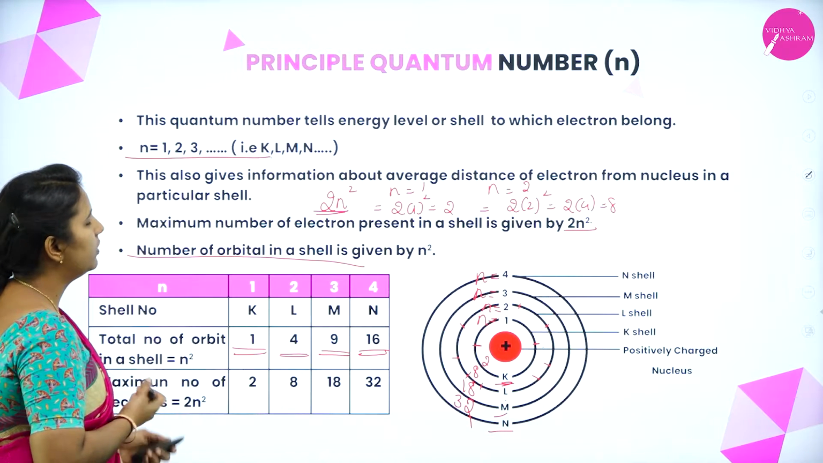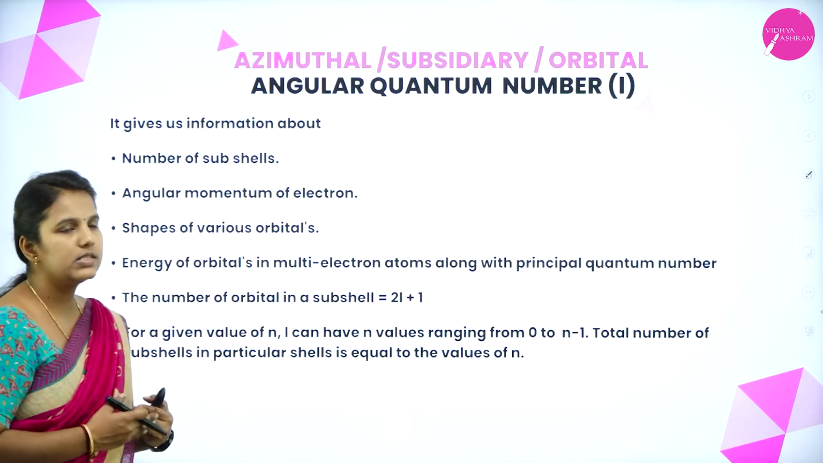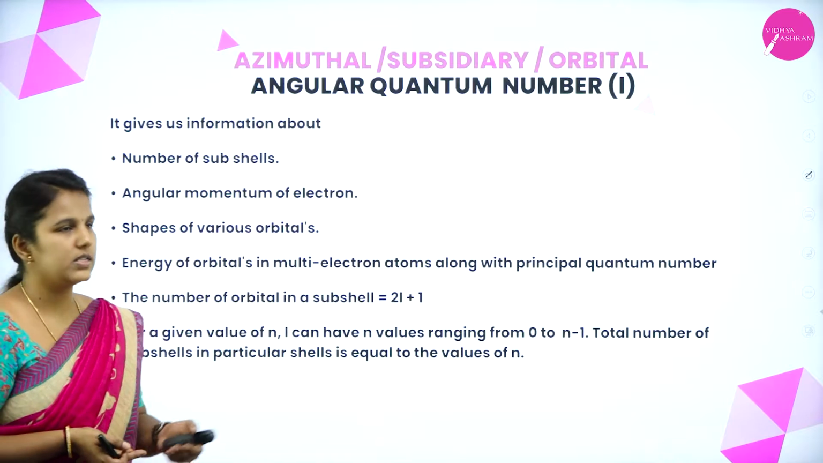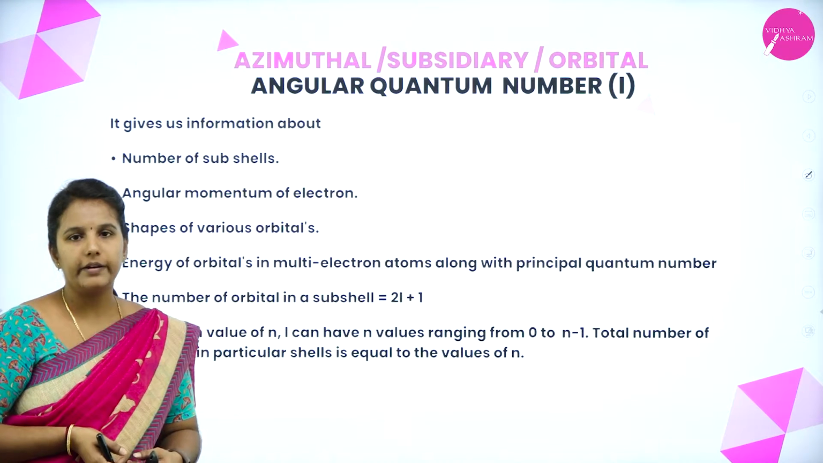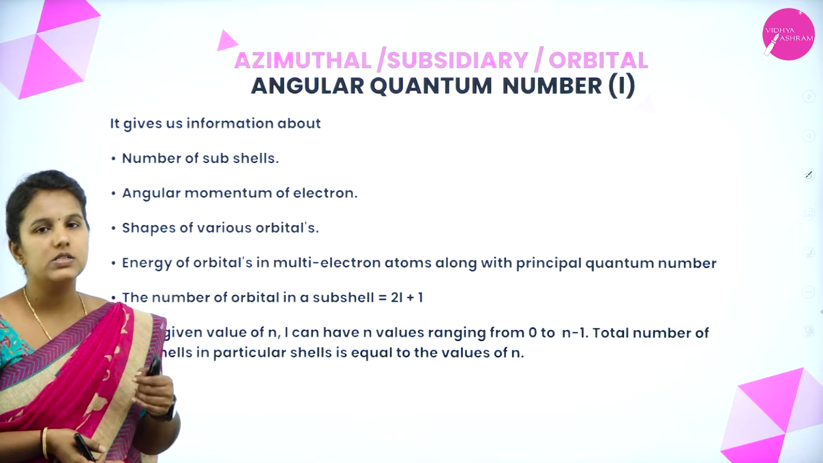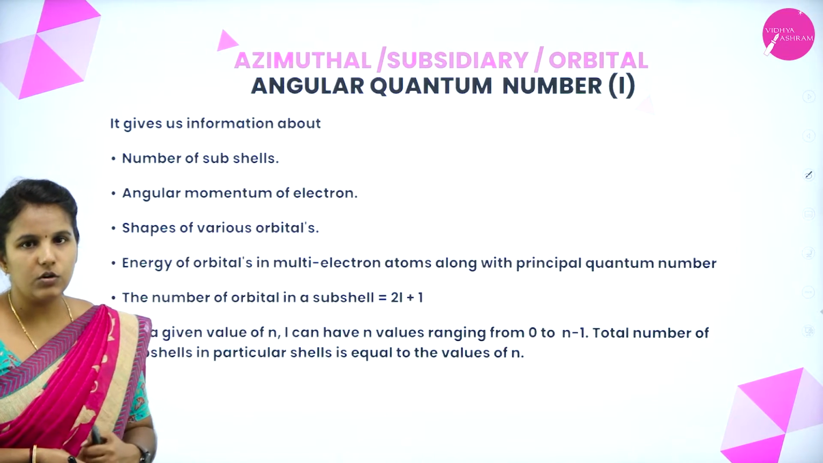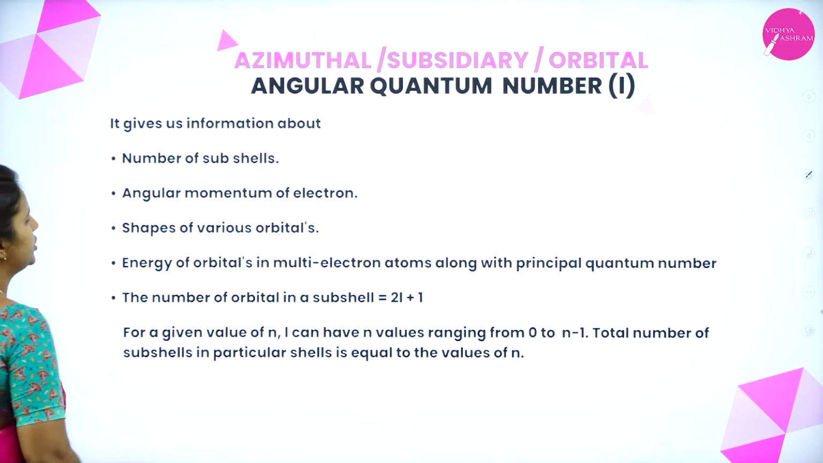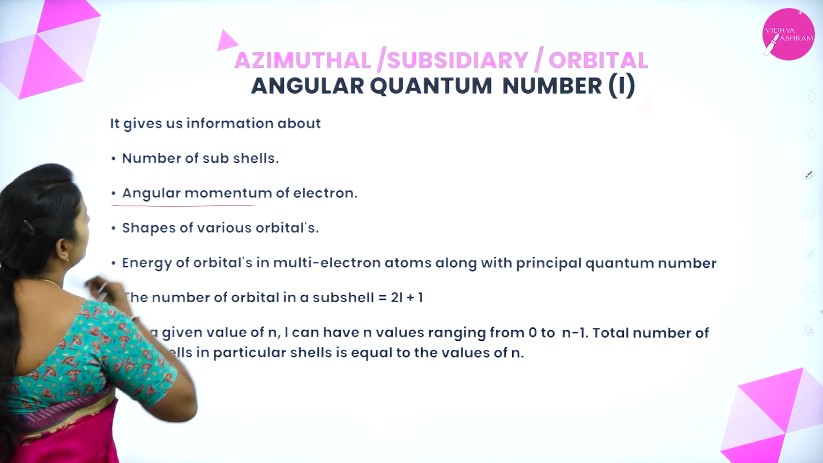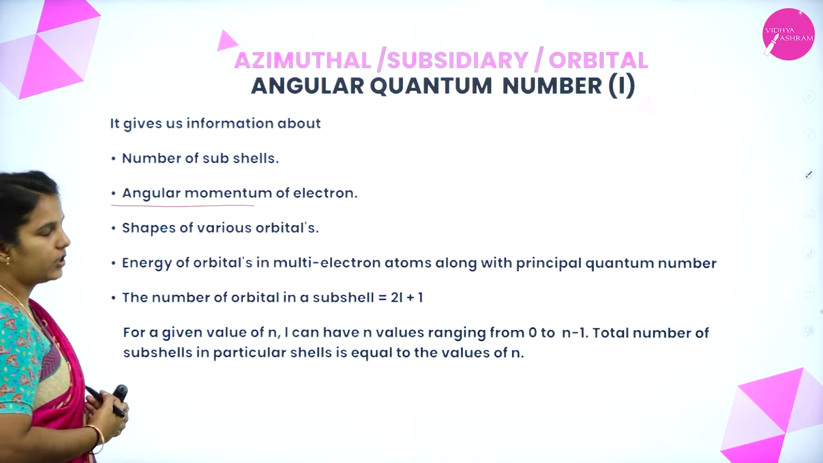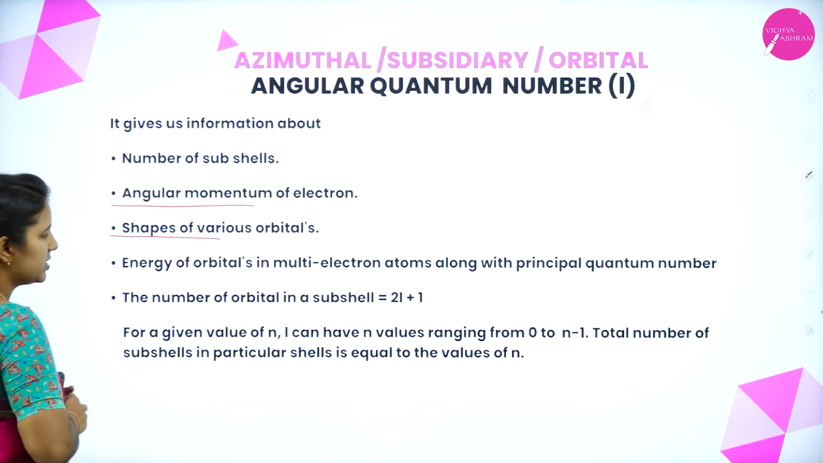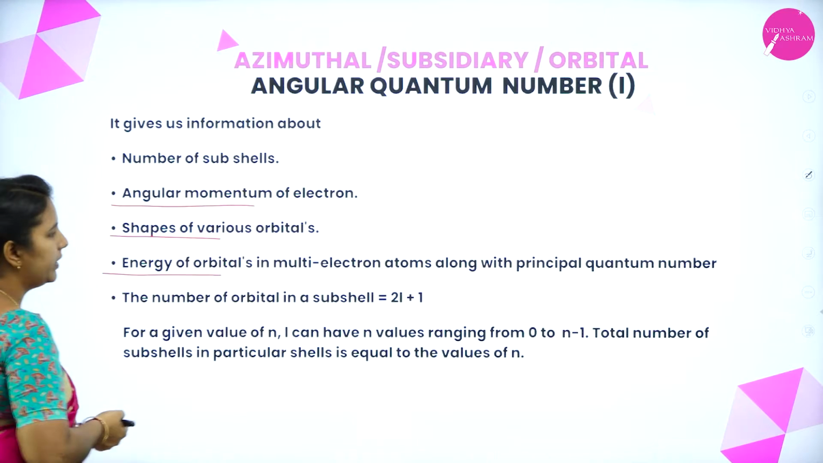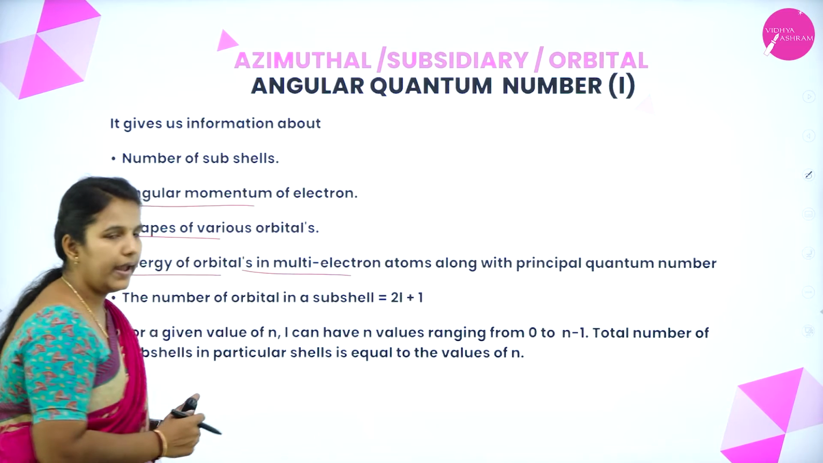Now let us go to the next one, that is the azimuthal quantum number, which is also known as the subsidiary quantum number or the orbital quantum number, and it is denoted by small l. This azimuthal quantum number gives information about the subshells within the shells, the angular momentum of an electron, the shapes of the various orbitals, and also the energy of the orbital in multi-electron atoms.